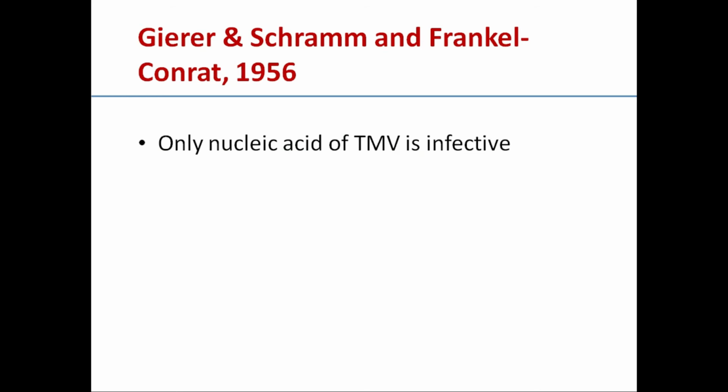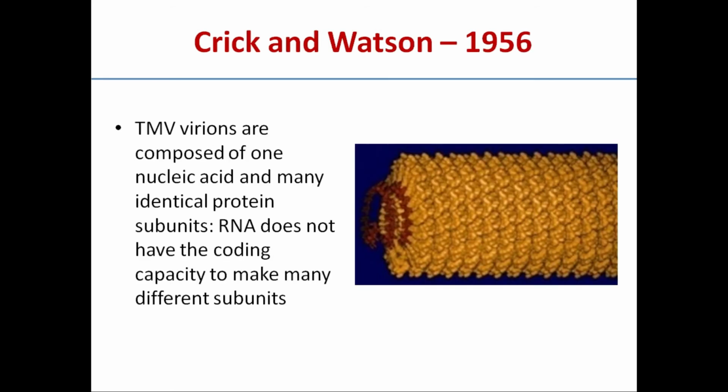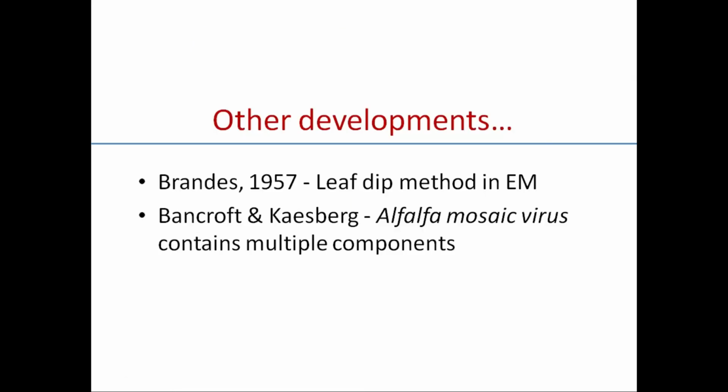Next is a separate study by a different group of researchers. They also found that it is only nucleic acid of tobacco mosaic virus which is infective. Then Crick and Watson in the year 1956 observed that tobacco mosaic virus particles are composed of one nucleic acid and many identical protein subunits. And RNA does not have the coding capacity to make many different subunits. That was their observation.